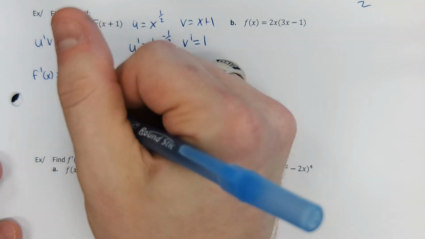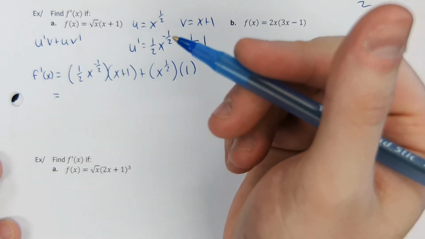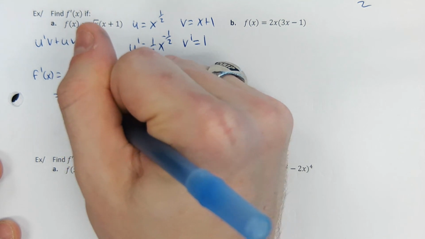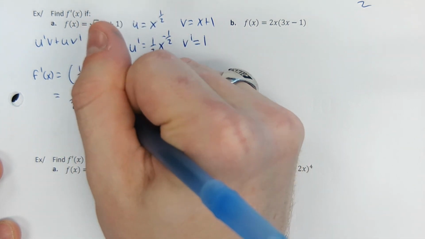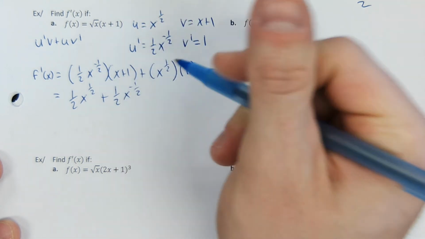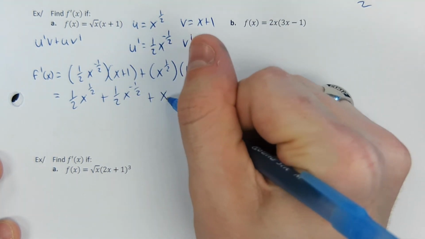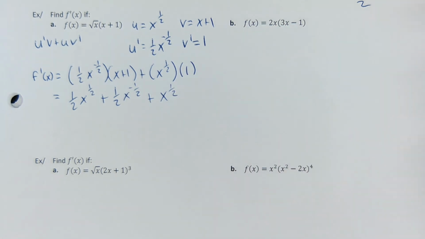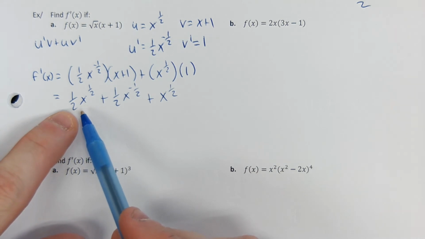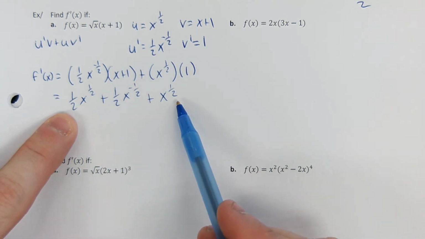I guess it wouldn't be that bad to clean it up, would it? Here, when you distribute, you're going to get 1/2 x to the positive 1/2, because negative 1/2 plus 1. And then plus 1/2 x to the negative 1/2, plus another x to the 1/2. I guess we could clean this up. It's not too bad. Here's a half of a root x, and here's a whole root x. So that's another 3/2 root x.